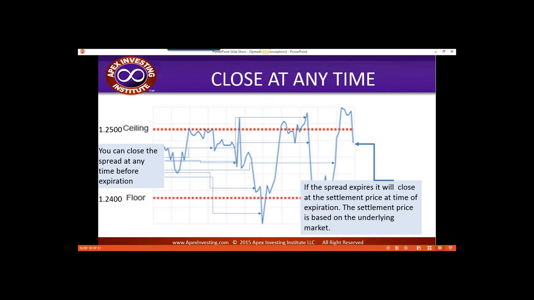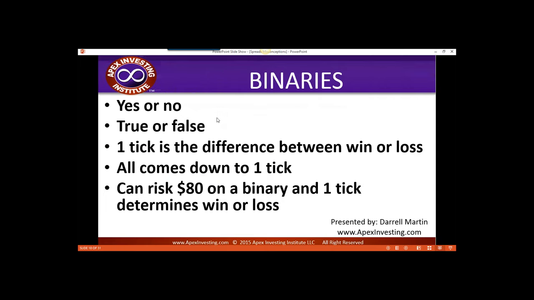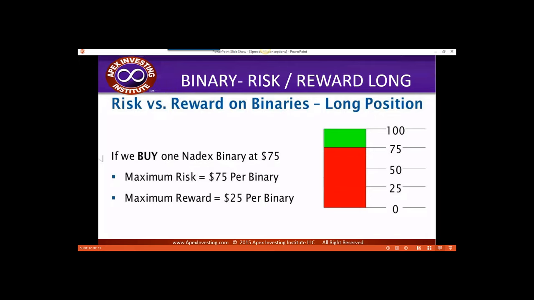So for some of you that trade both binaries and spreads, I just want to make sure that, at times, we do compare binaries to spreads on certain aspects, but they're very different, and I want to make sure that you understand that. Binaries are yes or no, true or false. One tick is the difference between winning the trade or losing the trade. It all comes down to that one tick. You can buy a binary for 80 bucks, and at expiration, if you're one tick off, and that determines your whole win or loss, you could lose that whole 80 bucks, right?